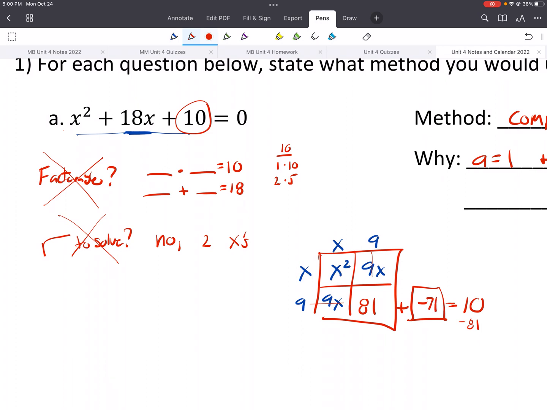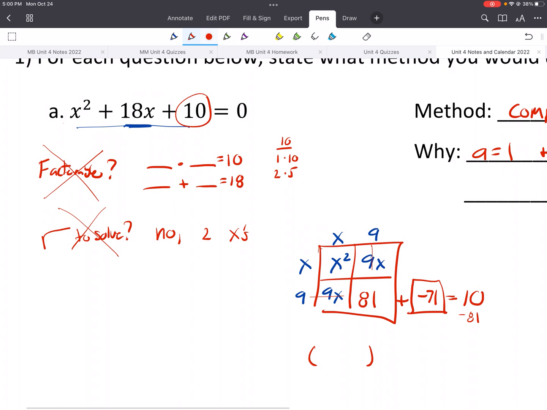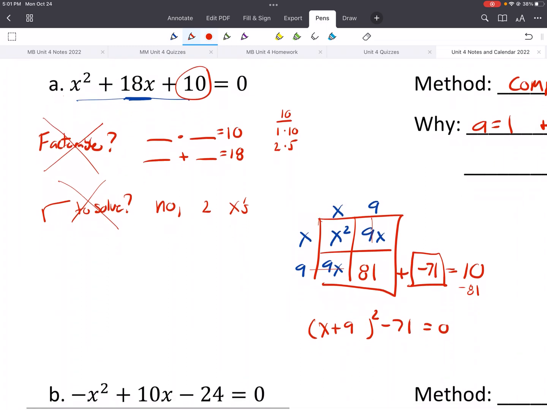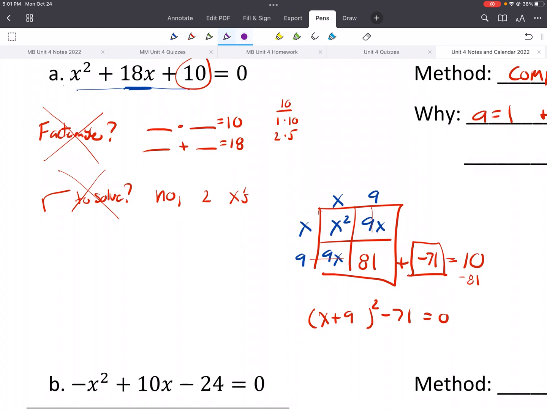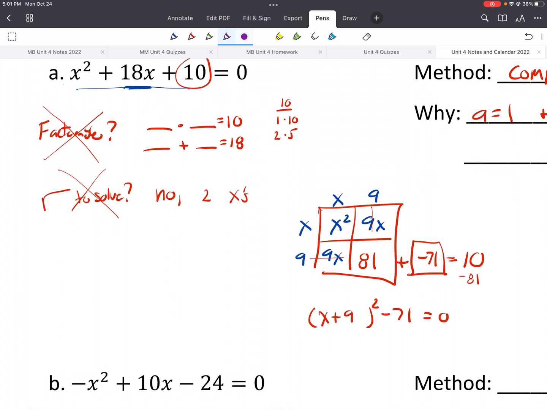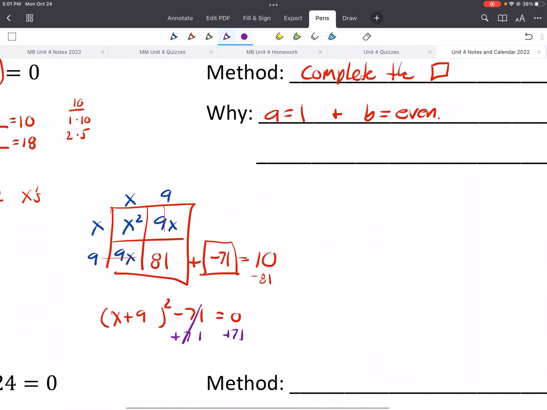Okay, so we can complete the square and write down our equation: x plus 9 squared, plus negative 71, is equal to 0. Then we'll use square roots to solve. If you complete the square, you're also going to use square roots to solve. So we'd add 71. I'm just going to move this over a little bit. So we get x plus 9 squared equals 71. Then we would square root.